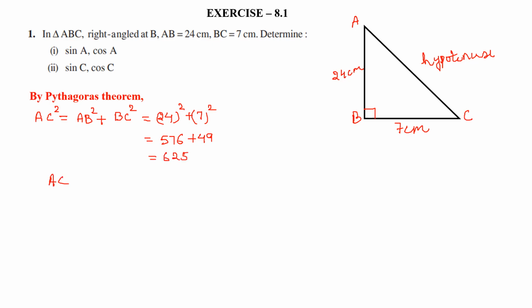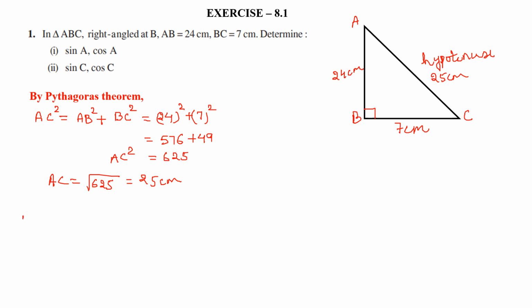So measure of AC will be, now see AC square is 625. So to find the value of AC you have to find the root of 625. So this will give you 25 centimeter. Now opposite of square is square root. So to find AC you have to find the square root of 625. So measure of AC is 25 centimeter. Okay. Now I have the measure of all the three sides.